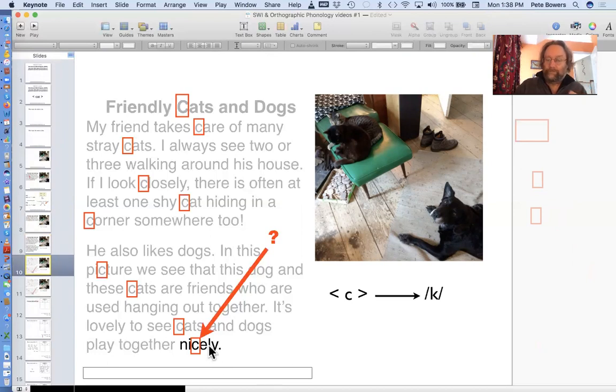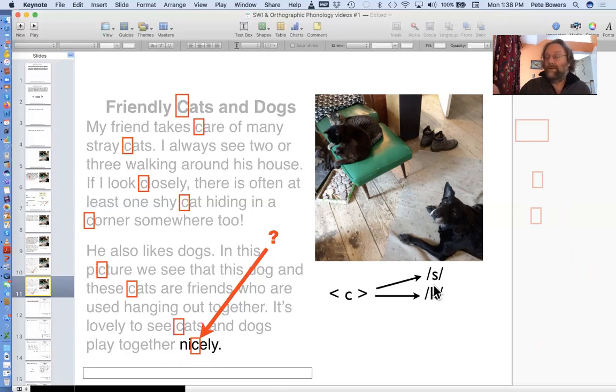This is the word nicely. It's not "nikely." So lovely to see dogs and cats and dogs play together nicely. Well, say nicely. What do you feel when you get to that C? You feel S. Well, that's interesting. So now we know that not only can the S write more than one phoneme, the C can write more than one phoneme. It certainly frequently writes the K, but it can also write S.